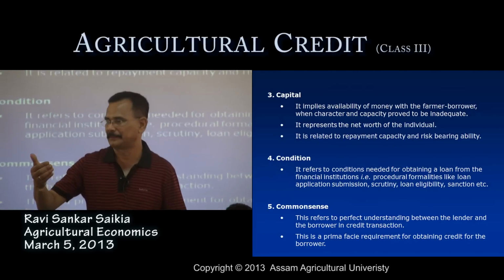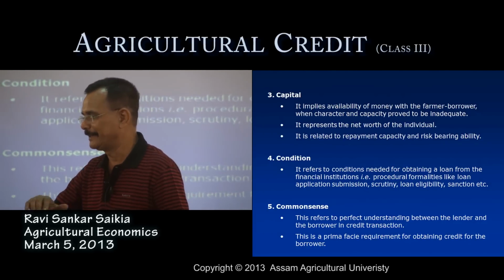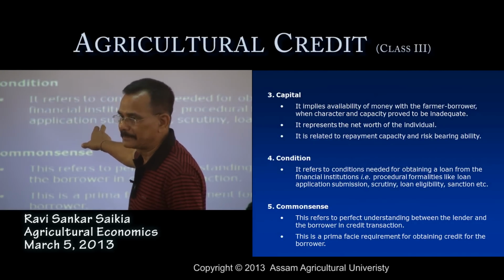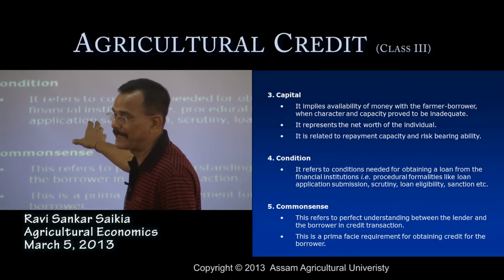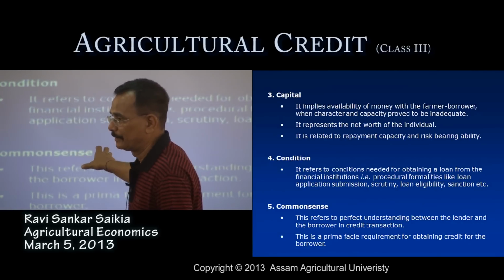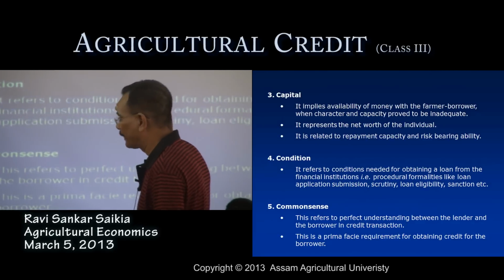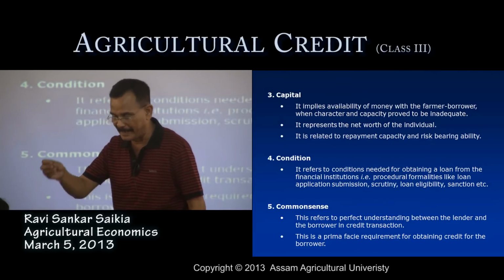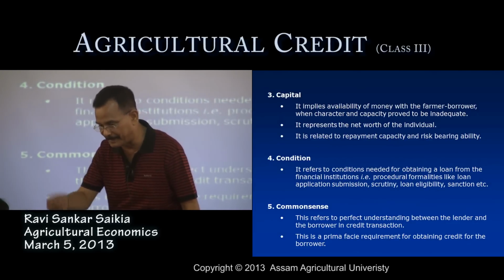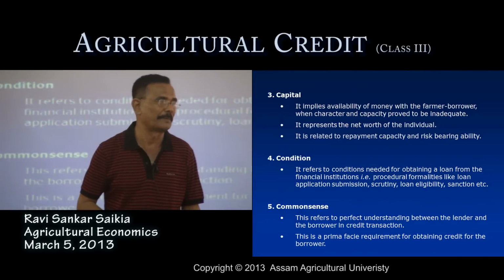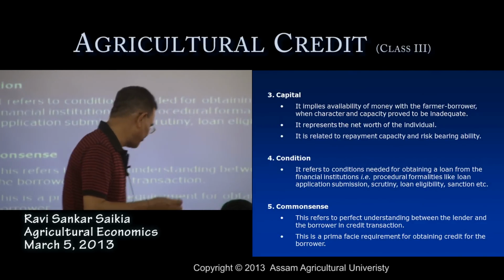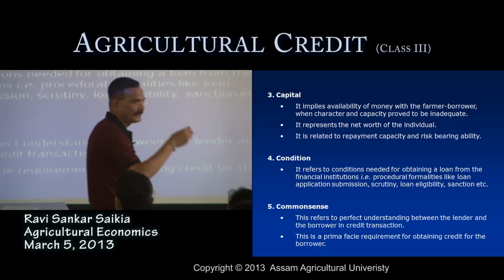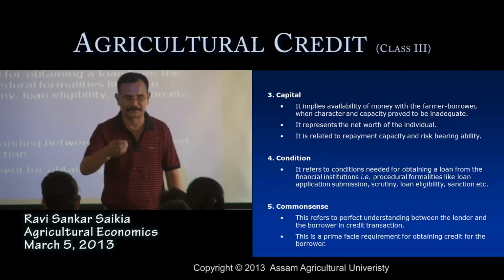When character and capacity are found inadequate, then capital will follow to give the loan to the farmers by the banking organization. Because this capital, the equity, that is the investment capacity of the borrower in these enterprises, necessarily helps the farmers to overcome the different types of risks that are involved in agricultural occupations. Do you understand? If the farmer is in the grip of any type of risk, this capital or equity helps the farmers to overcome the risk factors.